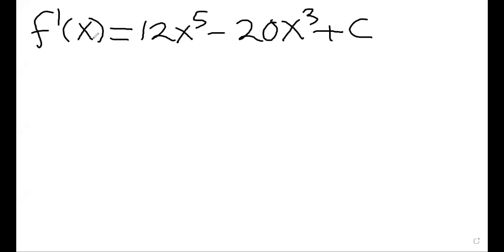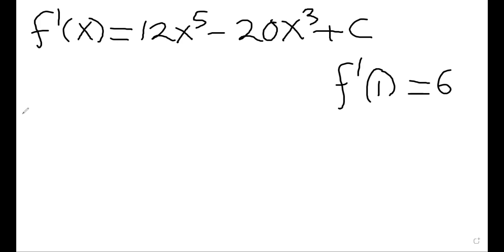And we're told that f prime of 1 is equal to 6. This information is just there to help us find the value of c. So f prime of 1 is equal to 6, meaning that in your f prime here, if you put a 1 where there is x, the outcome is going to be 6. So let's start by replacing x with 1.